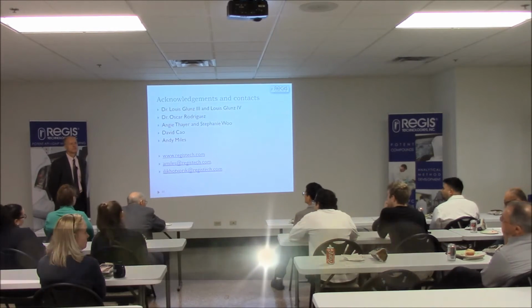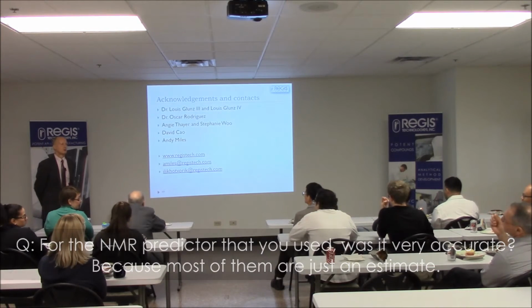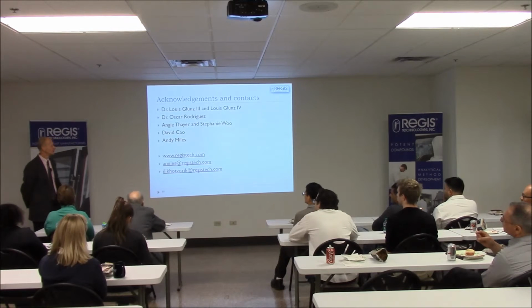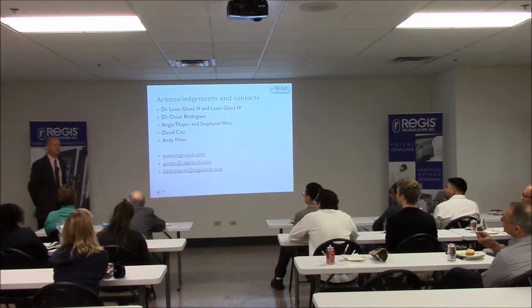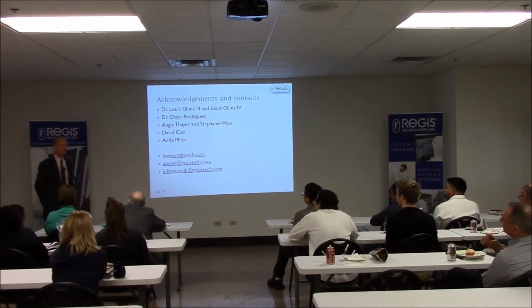Igor, is the NMR predictor that you used very accurate? Most of them are just an estimate. Because this estimate is based on empirical data from tens of thousands of NMR spectra, it's quite accurate, even for complicated structures. Again, as you saw, sometimes only a couple of signals are important. If you analyze lots of signals from the molecule, you'll see many of them are almost identical for the alternative structures. But you focus on those which are different, and this structure prediction typically gives you enough information.